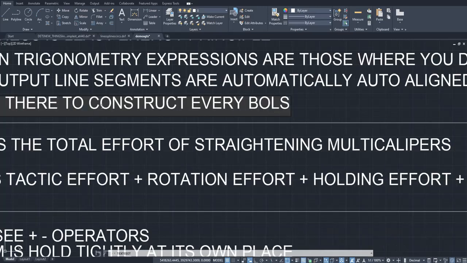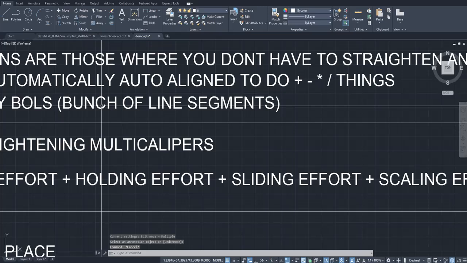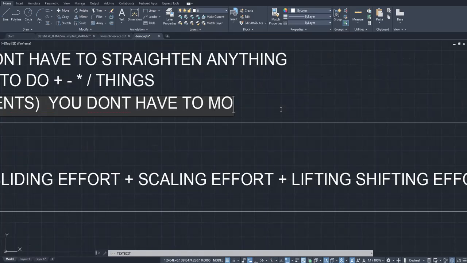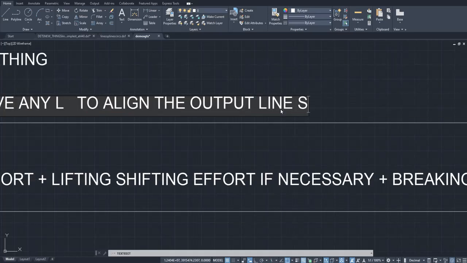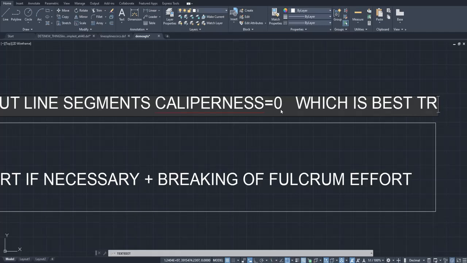every bunch of line segments object, that is the bunch of line segments object. And all these L, you don't have to move any L to align the output line segments. Caliperness equal to 0, which is the best trigonometry expression.